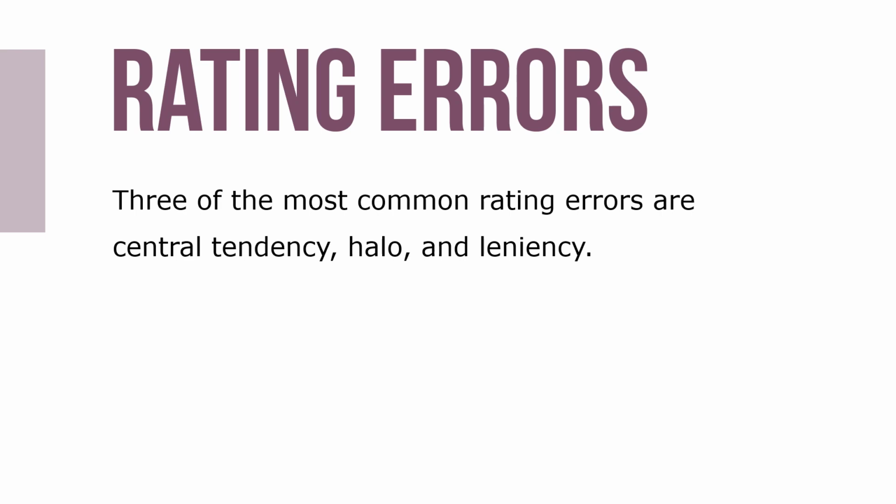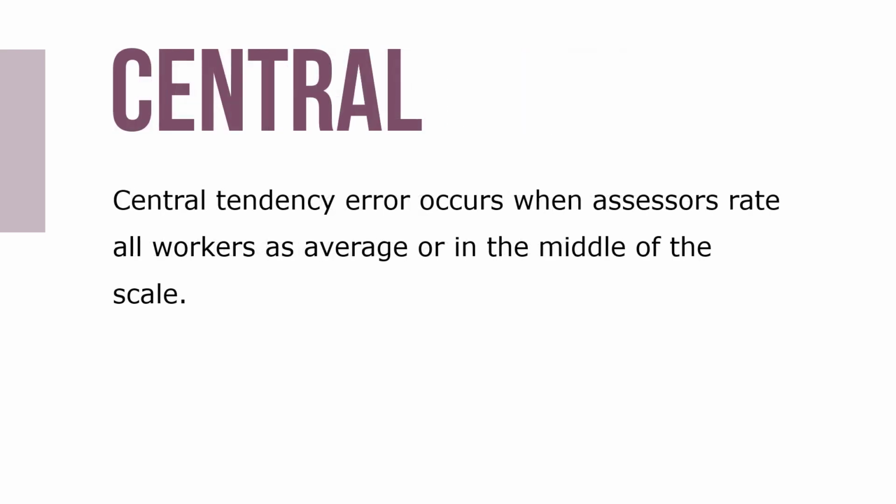Workers often have strong doubts about the accuracy of their performance appraisals, and they might be right. For example, it's widely known that assessors are prone to errors while rating worker performance. Three of the most common rating errors are central tendency, halo, and leniency. Central tendency error occurs when assessors rate all workers as average or in the middle of the scale.